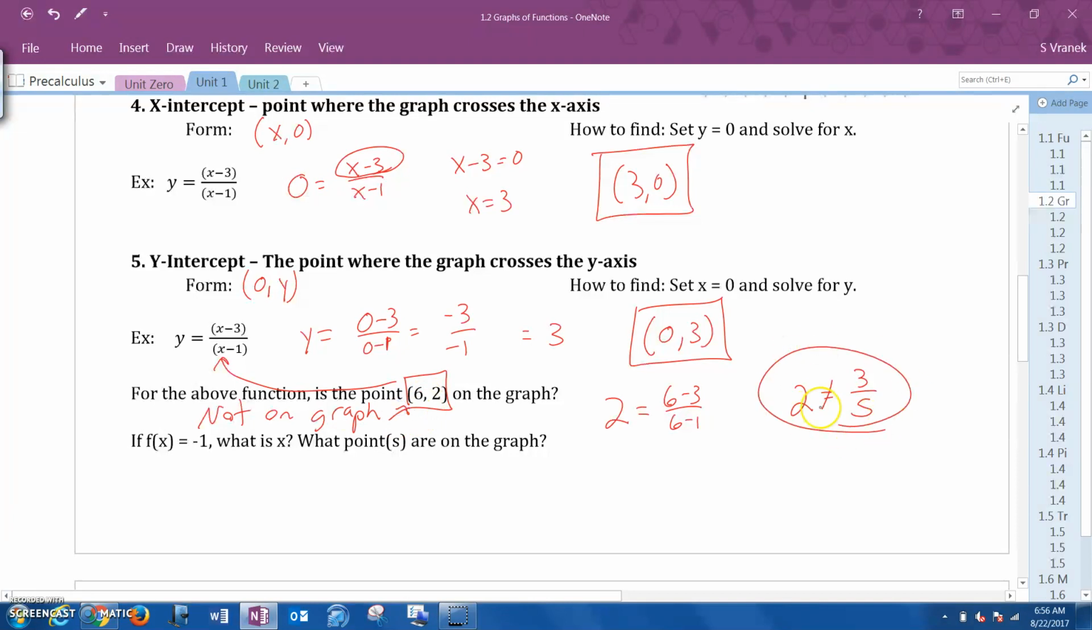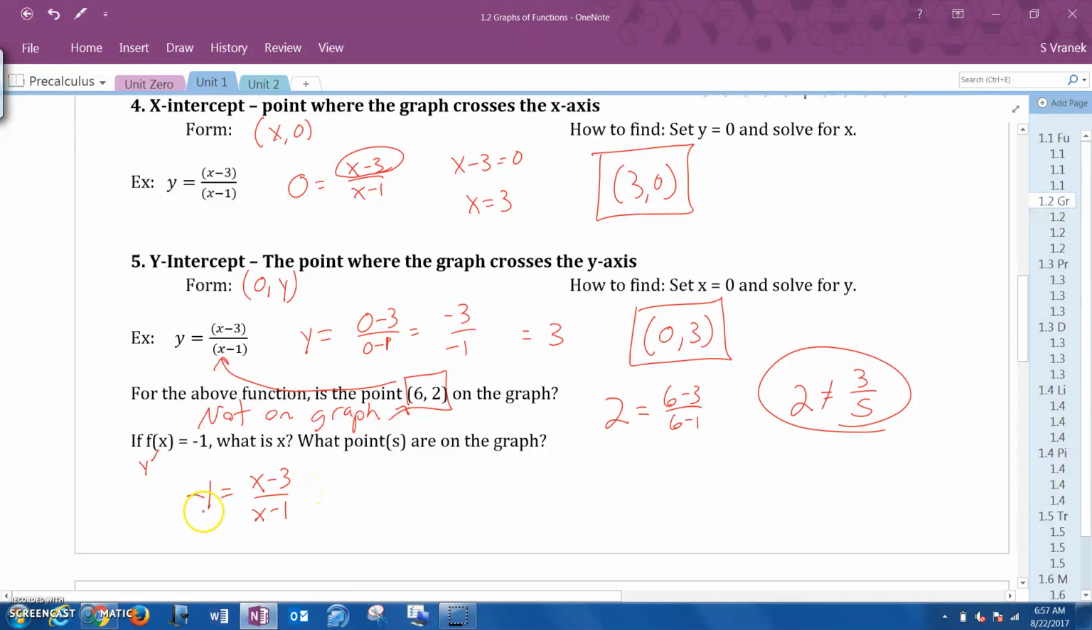Because of this, this is not a true statement. Now, this is very important. A lot of people mess this up. It says if f of x equals -1, what is x? So I do not know what x is, but I know my function is -1. You have to think of this as your y. So y equals -1. So if I say -1 is y, I want to know what x value is on that graph. Hopefully you guys remember this from geometry.